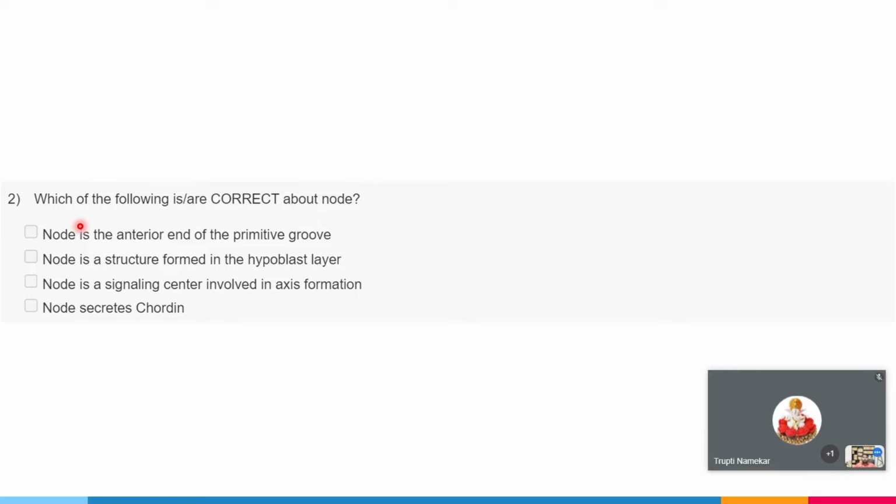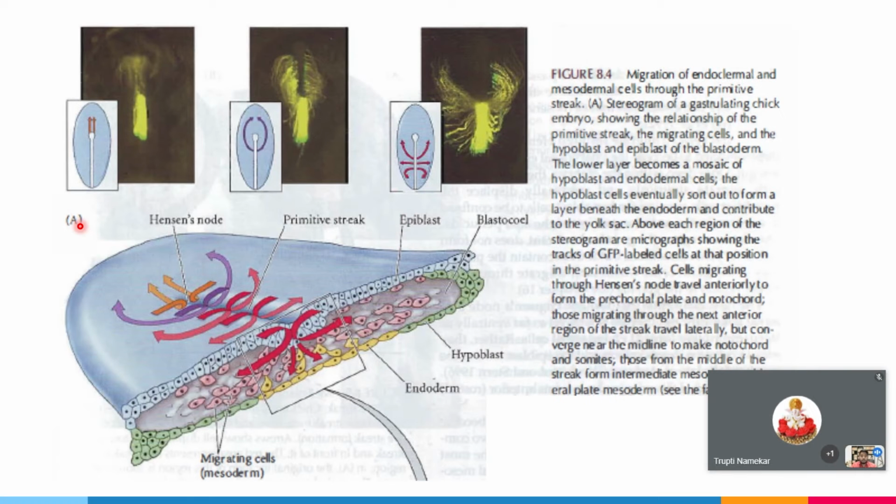Okay. So let us go ahead with this question and try to answer it. This is what the structure exactly looks like. In the first part of the picture here we have GFP labeled cells, and we are trying to trace the direction in which the cells are migrating. This is known as the stereogram. The A part is a stereogram of gastrulating chick embryos showing the relationship of the primitive streak, the migrating cells, the hypoblast and epiblast of the blastoderm.